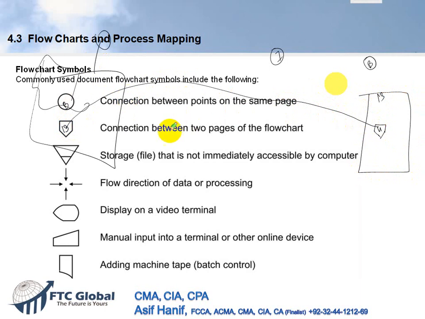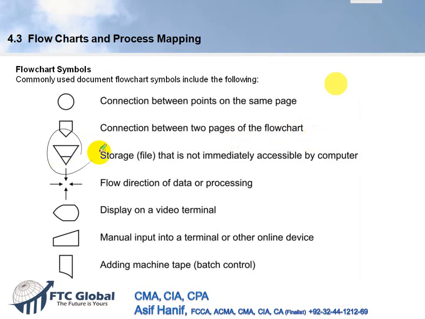So this is a connection between two pages of the flowchart that are distinct from each other, page 4 and page number 13. Okay. Then we have this sign indicates storage that is not immediately accessible by computers, like offline storage. This sign indicates flow direction of data or processing. This is for the video display unit.